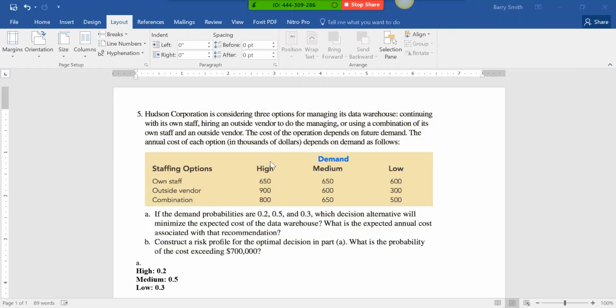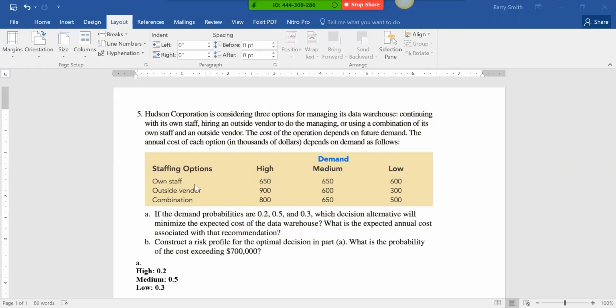And they give us this table. The demand is high, medium, low, and then the staffing options are own staff, outside vendor, and combination. And then these are the values of the cost of each option. Okay. Now, if the demand probabilities are 0.2, 0.5, and 0.3, which decision alternative will minimize the expected cost of the data warehouse? What is the expected annual cost associated with that recommendation?